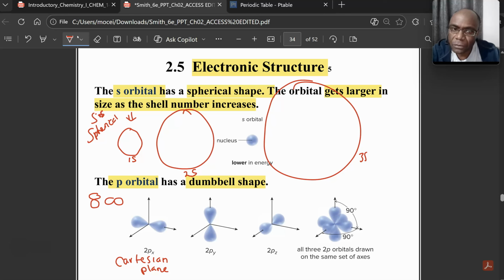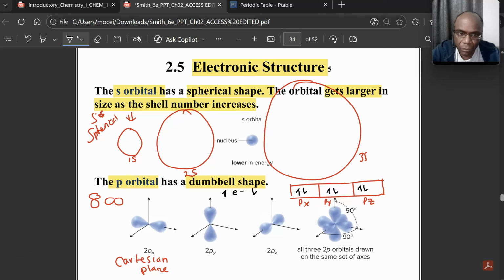Now remember, I told you that the p carries a maximum of 6 electrons. The p subshell carries a maximum of 6 electrons because it has 3 orbitals, namely px, py, pz, and each of those can carry a maximum of 2 electrons. Those things I'm drawing, those fishhook arrows, are electrons. That's how we represent them in the orbital.